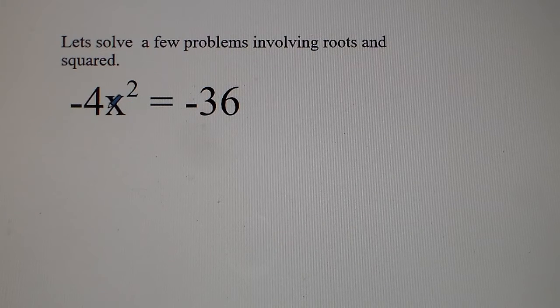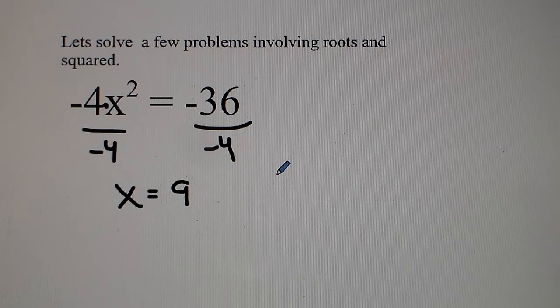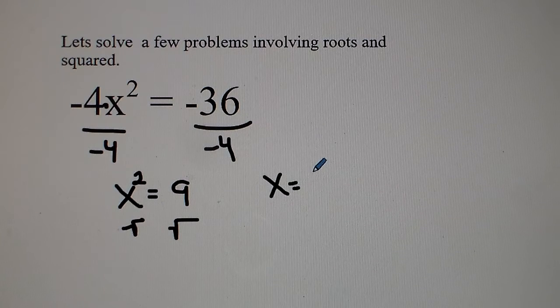Let's try another one here. We have negative 4 times x squared equals negative 36. So you divide by negative 4 to both sides. A negative divided by a negative is a positive. So we get, oh, sorry, x squared equals 9. Now we gotta take the square root to both sides. And we're gonna get x equals positive 3 and negative 3.